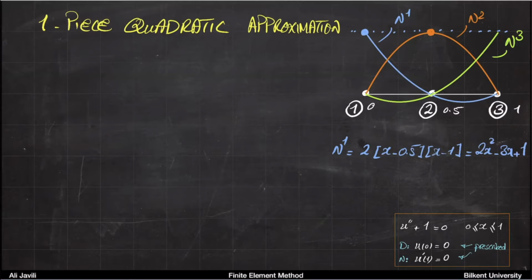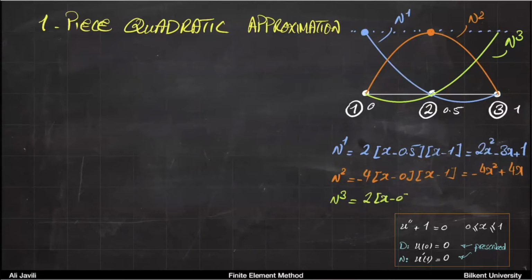Then we play the same game for N2. So N2 is going to be, similarly, 0 at 0. It's going to be 0 at 1. And then if you multiply it with the value of this expression at 0.5, you get this. I hope there is no mistake. By the way, please feel free to check my calculations and let me know if there is one. But it should be straightforward to see that. And then you have N3. So it's 2, again, x minus 0, x minus 0.5, and you have 2x squared minus x. All right, these are the 3 shape functions. Sorry, not test functions, shape functions.